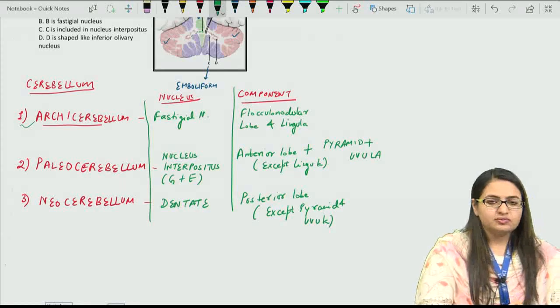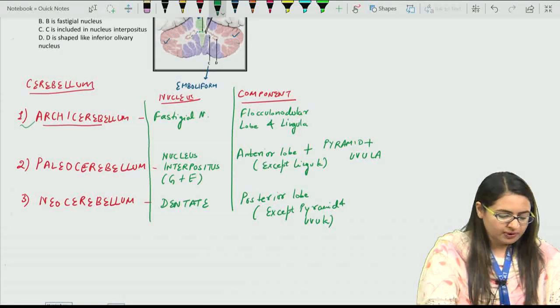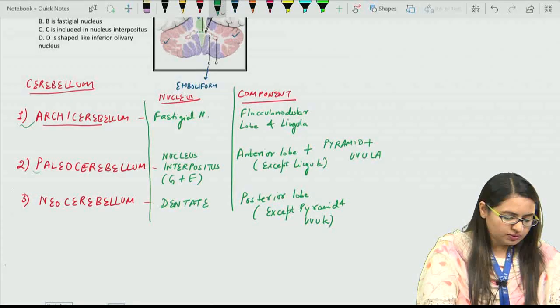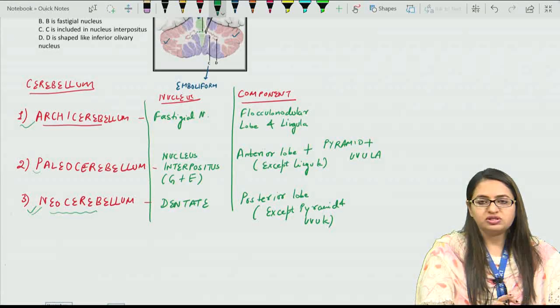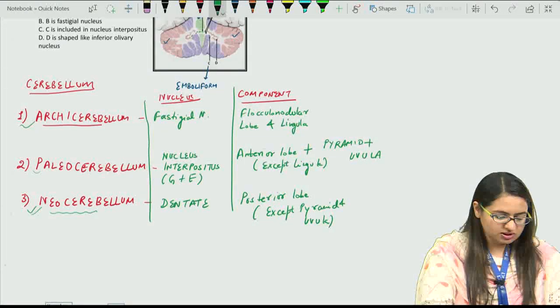The archicerebellum is mainly for the maintenance of equilibrium. The paleocerebellum controls the crude movements of the limbs. The newest one, the neocerebellum, is associated with the smoothing of highly skilled movements, which are precision movements. So it is for the smooth execution of those movements.